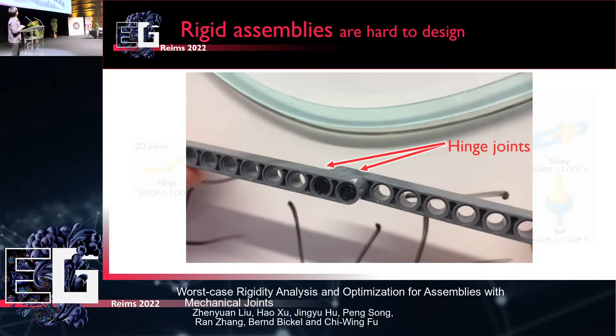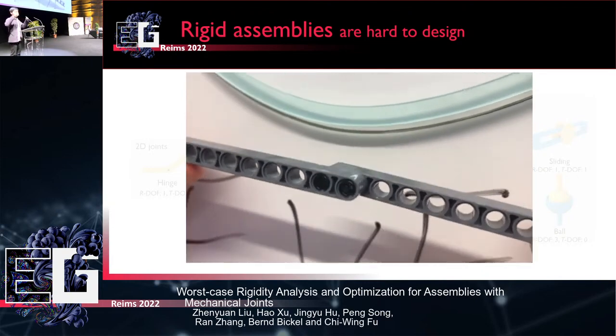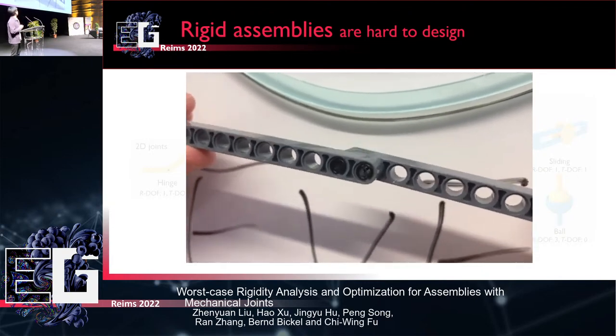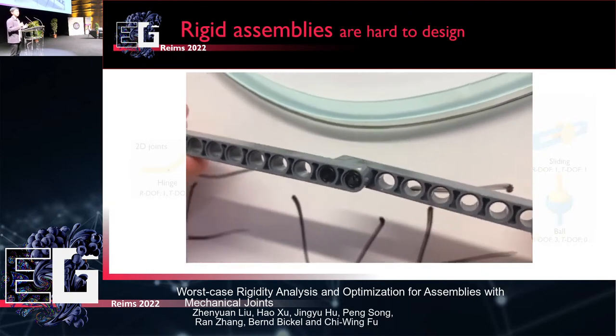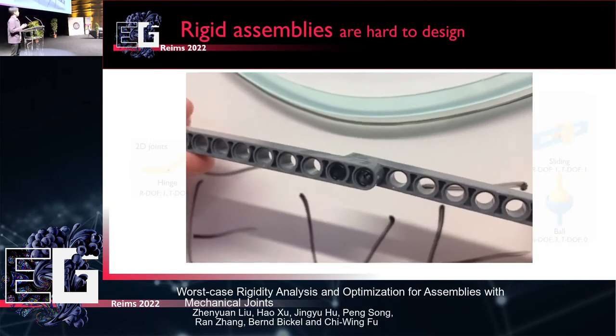But let's check this out. This is a video clip, so hope it's working. Oh, great. So you can see when we're just trying to bend this very simple assembly a little bit, it's not totally rigid, right? Especially around the joint, it deformed quite a bit.